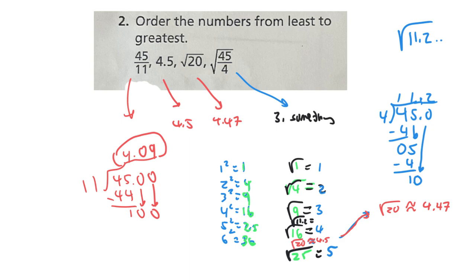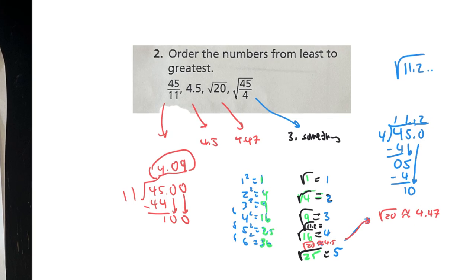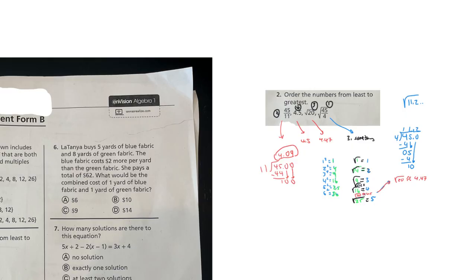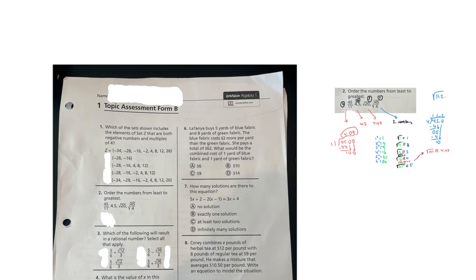So if we're going to go from least to greatest, well, this is the first one to list because it's 3 point something. The next one to list would be this one because that's 4.09. The next one to list would be this one because that's less than 4.5. And then finally, this one is 4.5. So that's how I would list it personally.